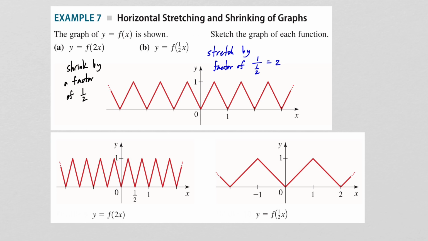So if you look down here, this is a graph of f of 1/2 x. What we've done is we've taken this sawtooth, which used to last a distance of 1 unit, and now it lasts a distance of 2 units. So you should see that this graph here has been horizontally stretched, whereas this graph has been horizontally compressed or shrunk.